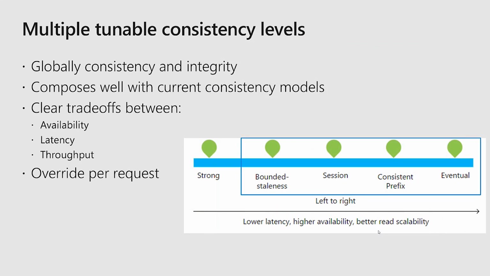Multimaster within Cosmos DB provides the same consistency levels as Cosmos DB does itself, and provides those clear trade-offs between availability, latency, and throughput. And of course, it's flexible, because you can override that per request if you want.